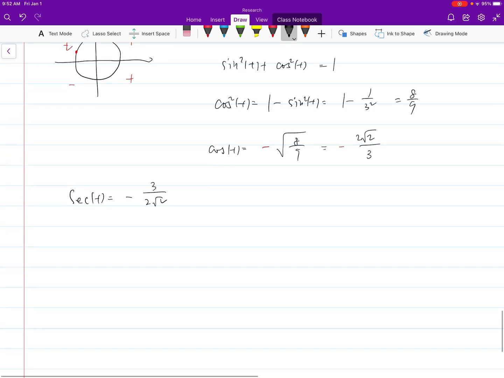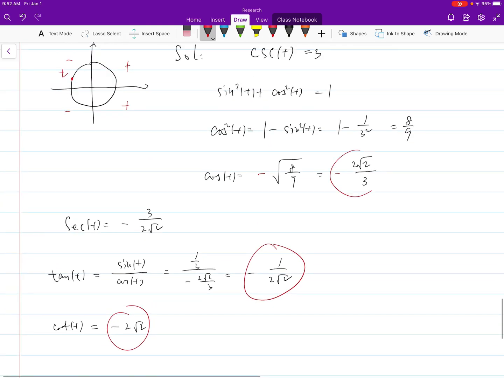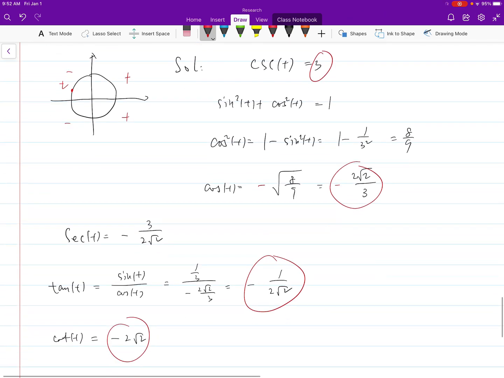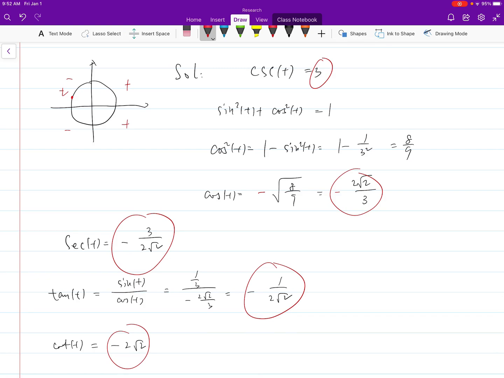Okay, once you have that, of course, secant. Finally, tangent. And cotangent over 1, which we don't have to write down. So we have this, we have this. We're missing one more. Secant, cosecant, secant here.